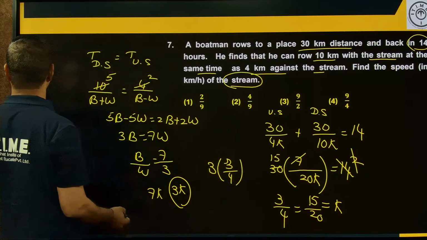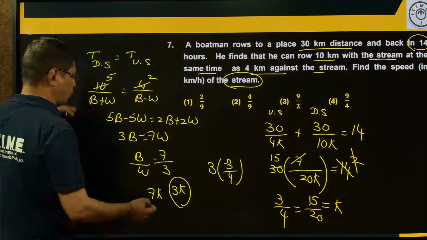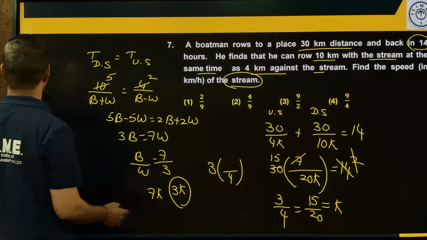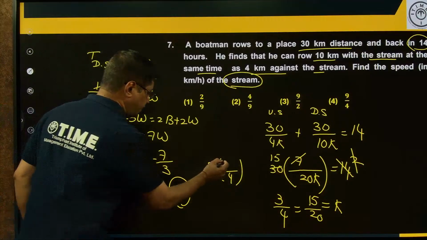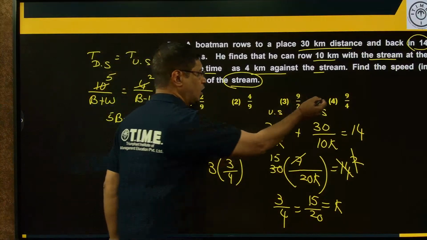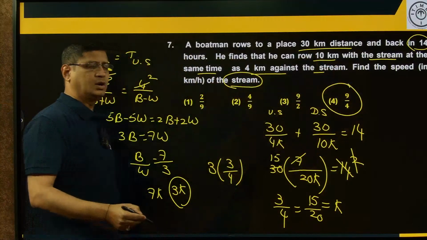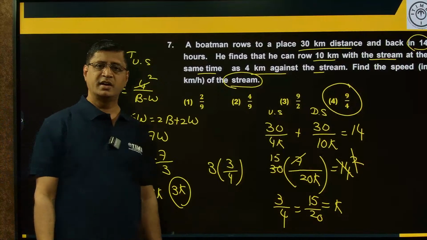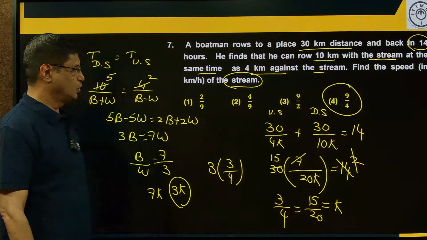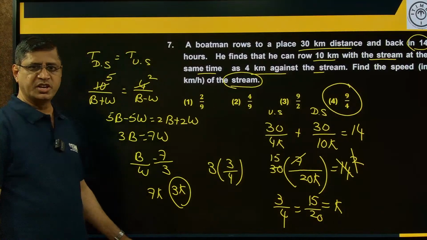The value of K is equal to 3 by 4 means 3 into 3 by 4. So 3 into 3, that is 9. 9 by 4, that is the right answer. So 9 by 4, answer choice, option number 4. Choice 4 is the correct answer. Okay. Shall we move to the next example?